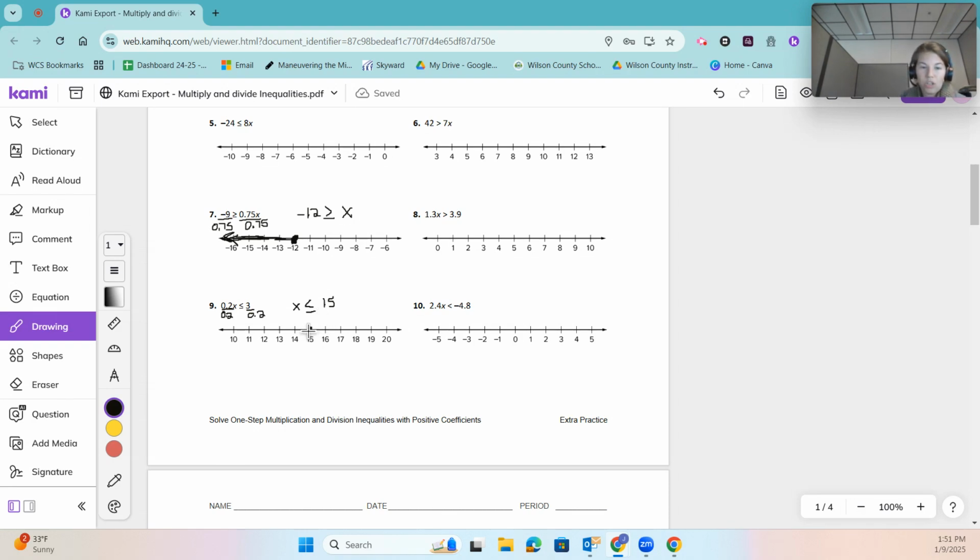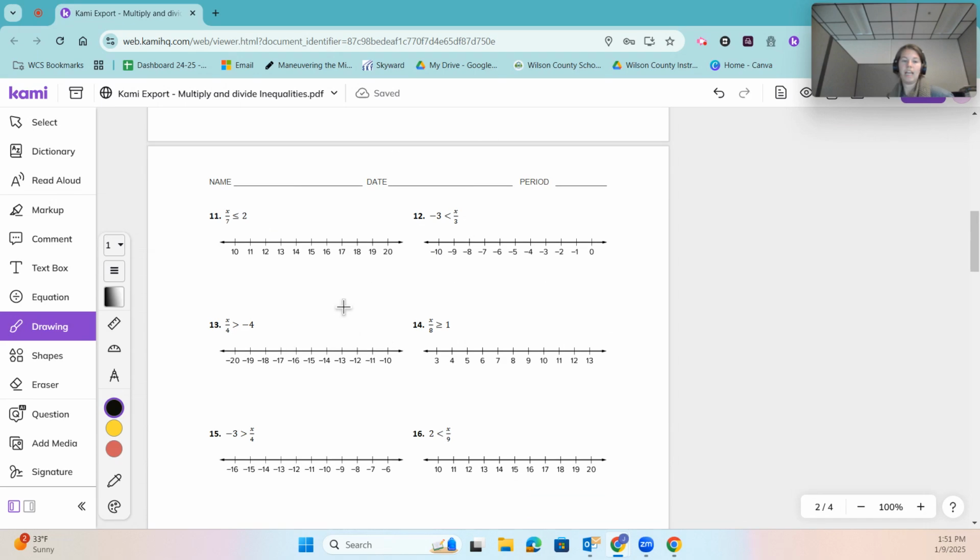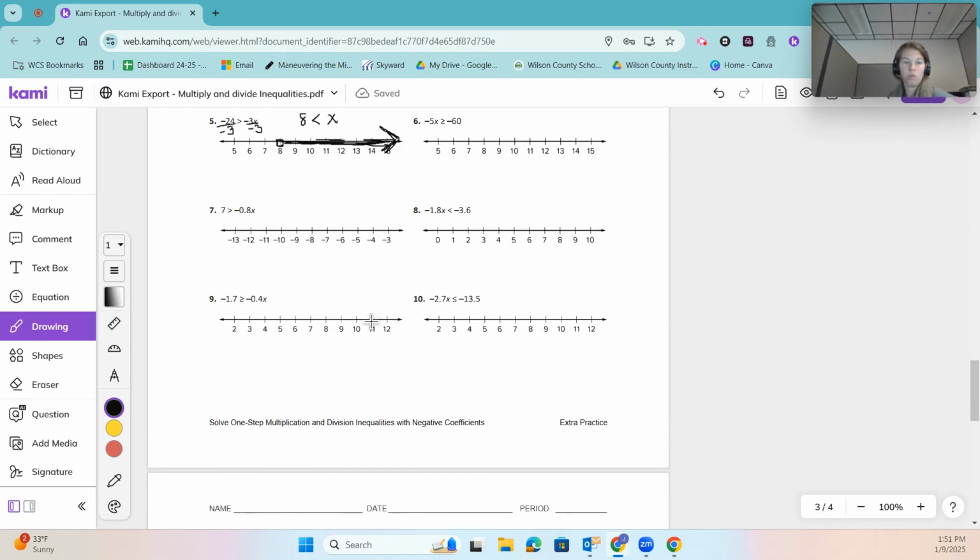Again, closed circle at 15. X is less than or equal to it. So 12 is less than or equal to 15. 10 is less than or equal to 15. Okay, there's my arrow there. All right. Now, if I have decimals, coefficients that are negative, I'm going to flip the sign.